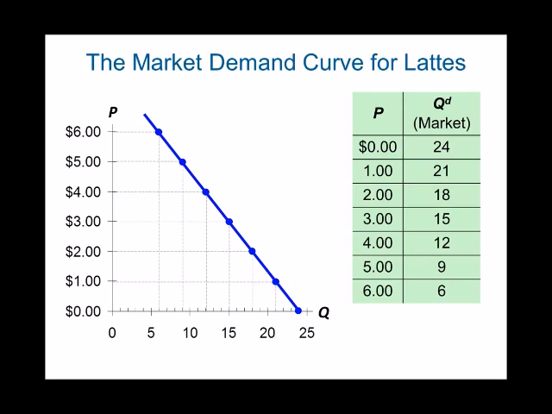So now this is great, we can actually look at the market. Now, if I'm a seller, I can look at this and I know that for each price, what quantity the whole market is demanding. So how much is the market wanting? For $1, if I price lattes at $1, the market demands 21 units of lattes.